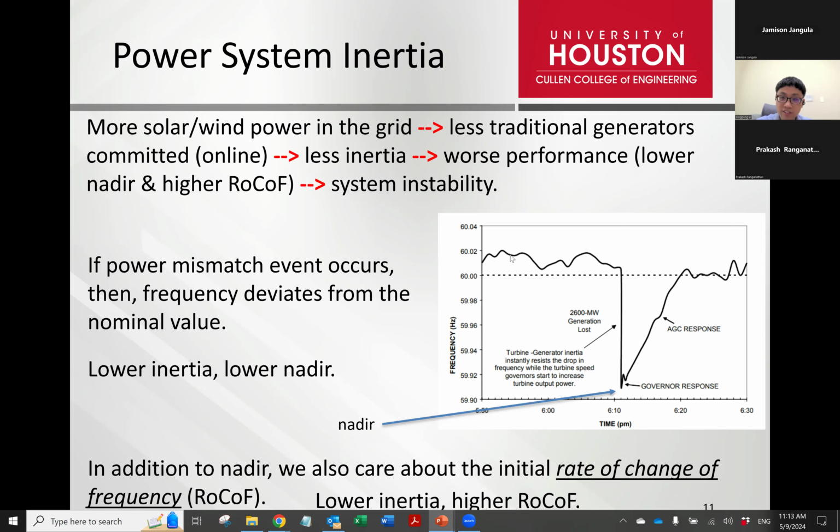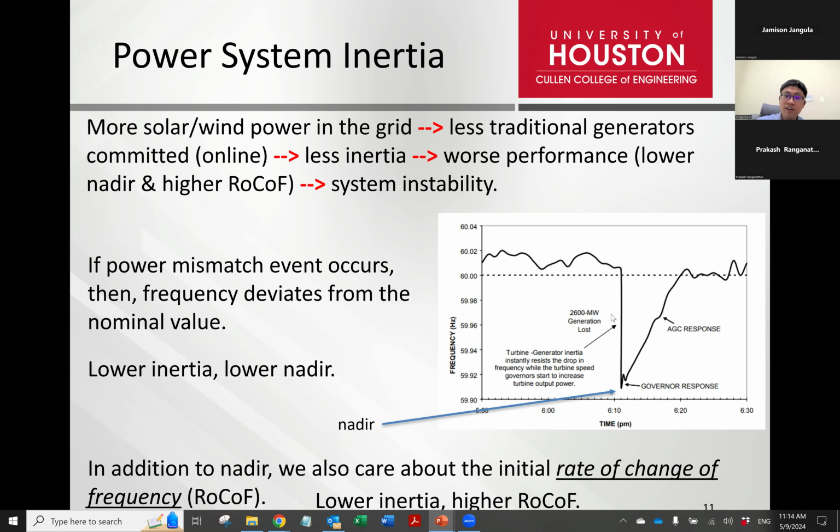Okay, so you can see this is a frequency response curve. In the United States, the nominal frequency is 60 hertz. It may deviate from the nominal frequency of 60 hertz by a very small amount, like 0.01, 0.02, right? But if there is a large disturbance, such as the loss of a large generator, then the frequency will drop very fast. You can see there is almost a step down in this curve. So the frequency will drop very fast and also by a large amount.